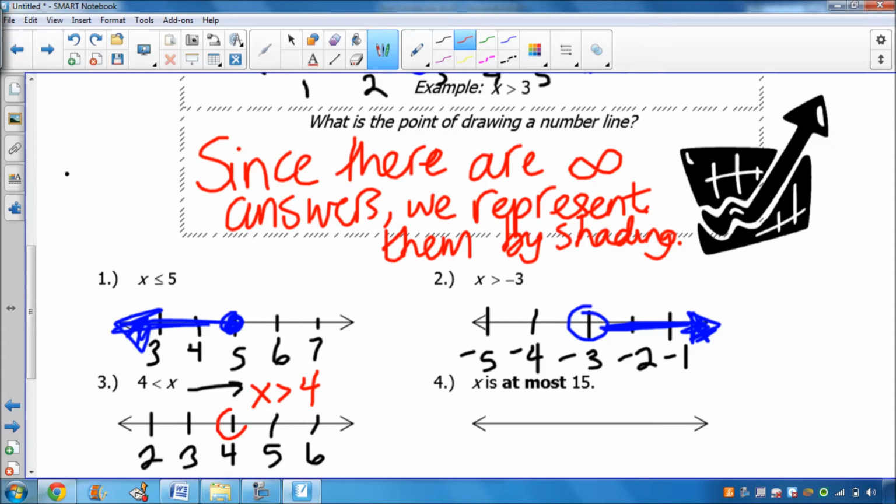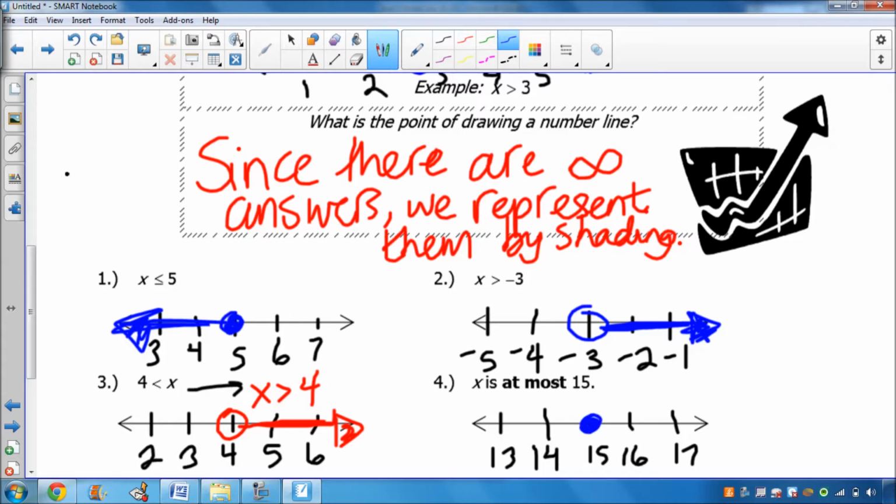Okay, so then I'll put an open circle on the 4 and then shade in everything to the right of this value right here. Okay, and then the last one, x is at most 15. Well, if x is at most 15, that means that x could be 15, right? So I'll have 15 here, I'll put 16, 17, 14, and 13, okay? So if x could be 15, then I'll put a closed circle on the 15.